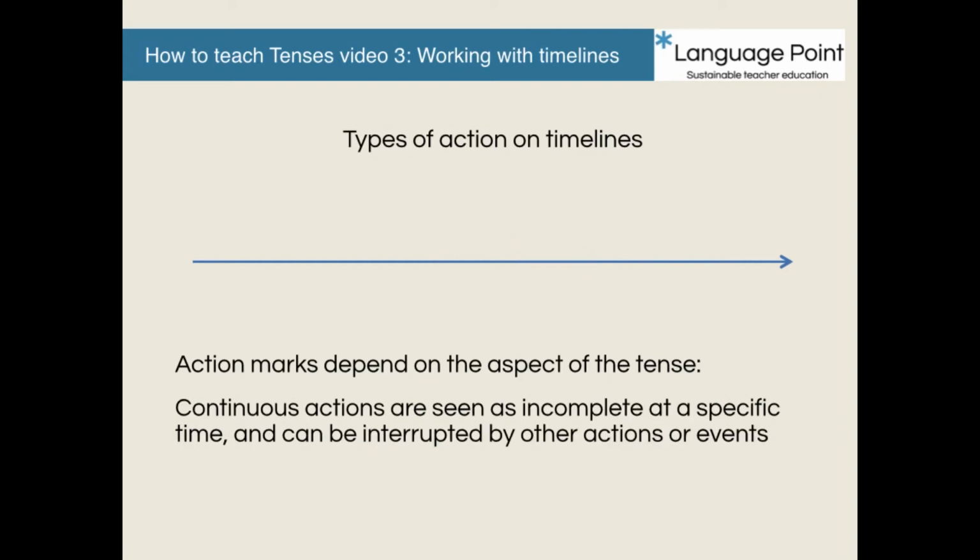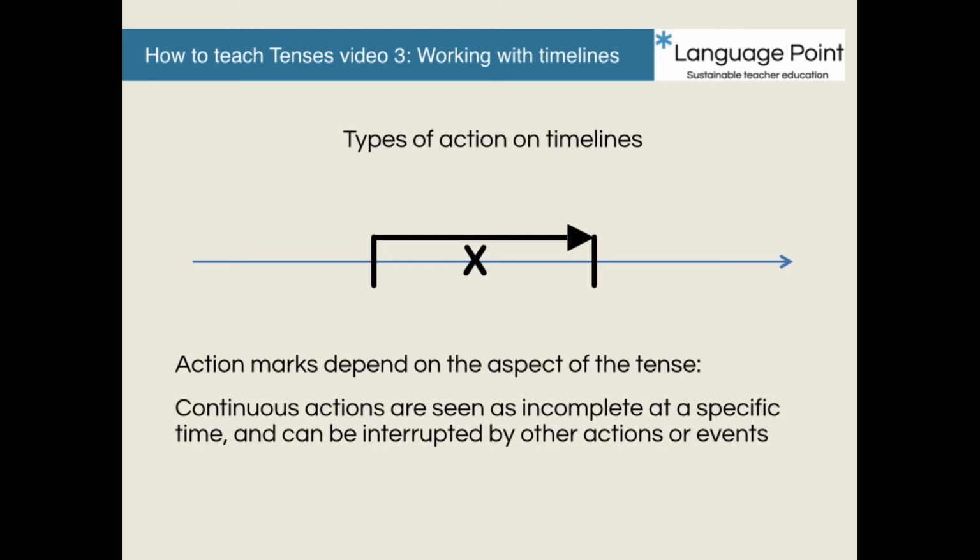Continuous actions, by contrast, are seen as incomplete at a specific time, and these can be interrupted, which means that we need to open them up to investigate what happens inside continuous actions. For this reason, we often show continuous actions as having a start point and an end point at different places on the line. And then we can show the action happening from the beginning to the end. And you can see that that space in between the two vertical lines represents the duration of the action which is going on. And we can have other actions which happen within that.